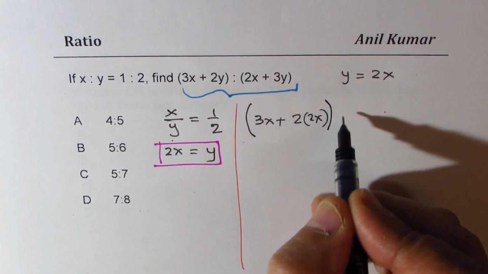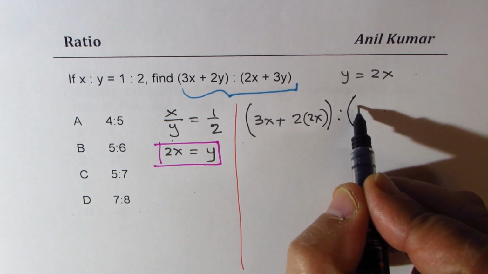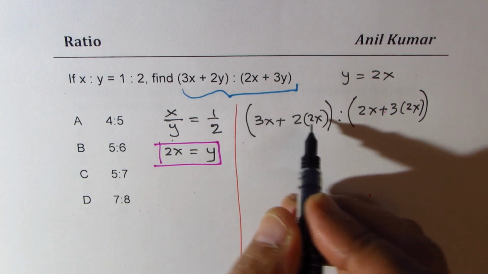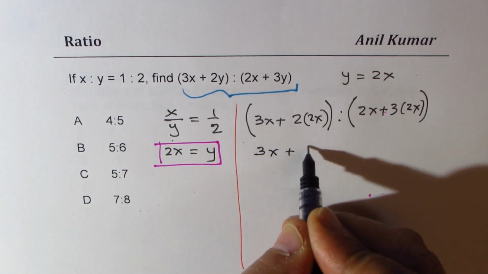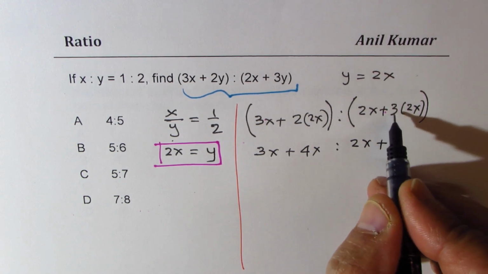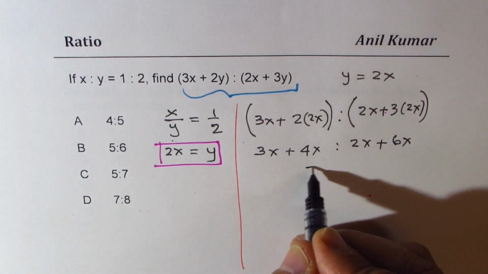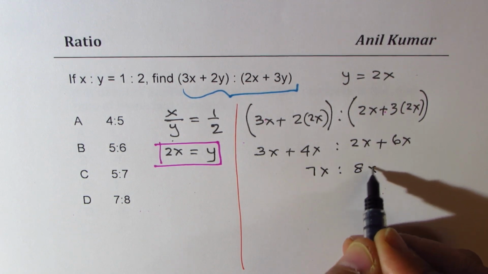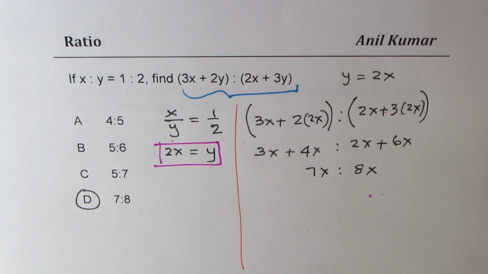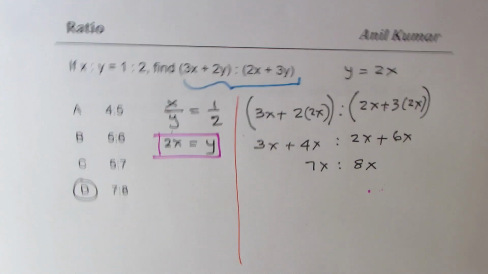Is that clear? Is to 2x plus 3 times 2x. That is to say, 3x plus 4x is to 2x plus 3 times 2, which is 6x. So we get 7x is to 8x, and the ratio is 7 is to 8. Option D is the right option. Do you get it? Now these are the type of questions which you might just get in your entrance exam to a good university.